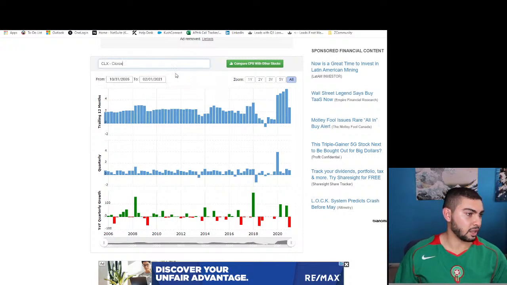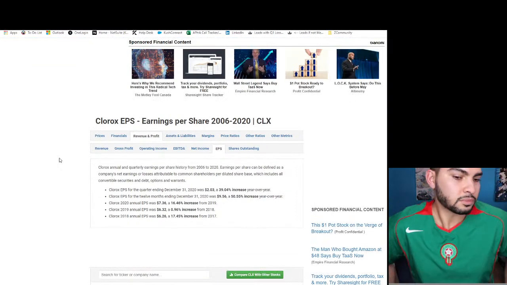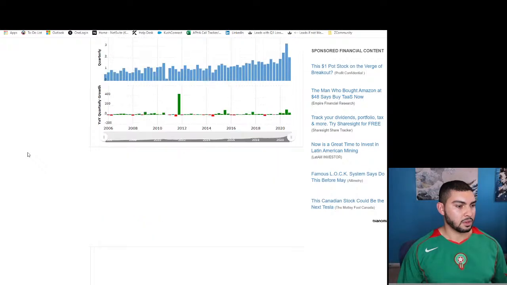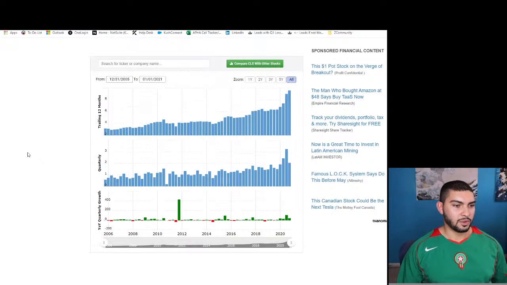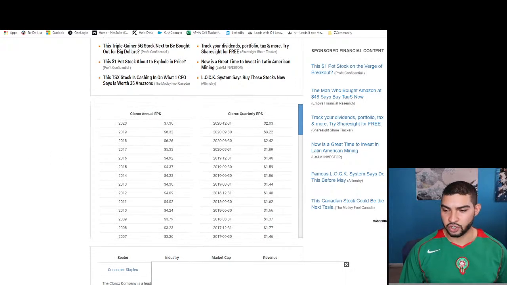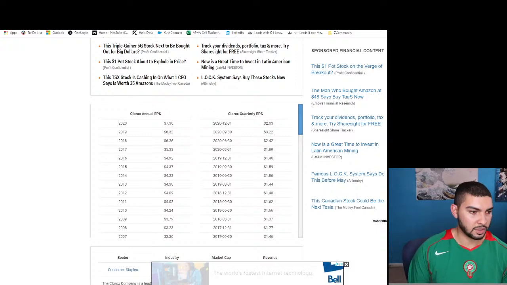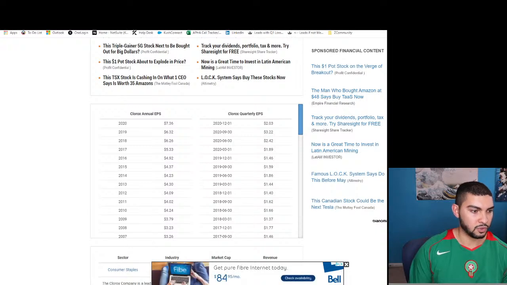Next up, let's look at Clorox. I'm already liking the look of that. But let's calculate their average EPSs first, and then I'll show you what that's looking like. 7.36, 6.32, 6.26, 5.33, 4.92, 4.37.